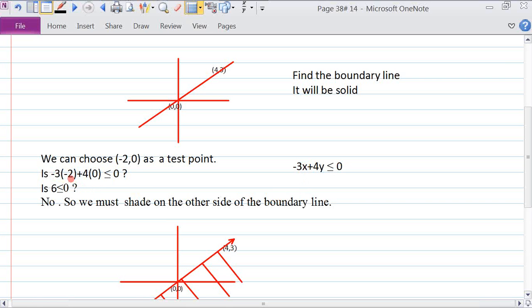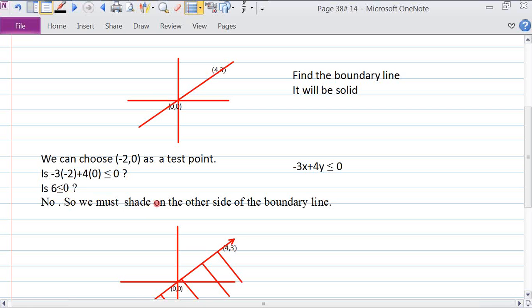For x, we're going to choose -2 right here, plus 4 times y, 0, less than or equal to 0. And what we get here is -3 times -2 is +6, plus 0. +6 plus 0 is still 6. So we're asking, is 6 less than or equal to 0? And the answer is no. 6 is greater than 0. It's not less than 0.